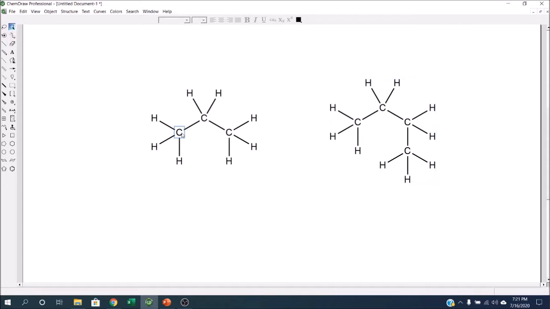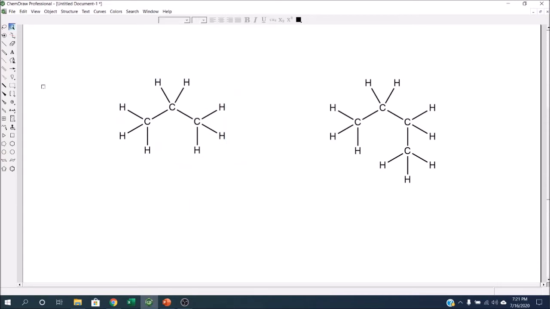For example, in this compound right here, propane, when we look at the molecular formula of propane, there are 3 carbons and there would be 8 hydrogens. For a typical alkane, the number of carbons and hydrogens is related by the mathematical formula 2n plus 2. Meaning that if this n right here is the number of carbons, we can actually change this just to represent number of carbons. That tells you how many hydrogens that you have in a typical alkane.